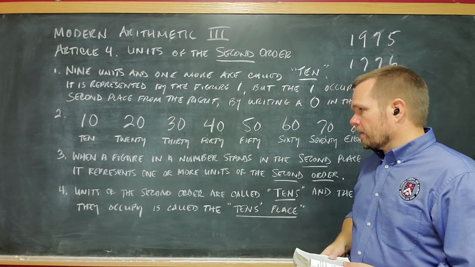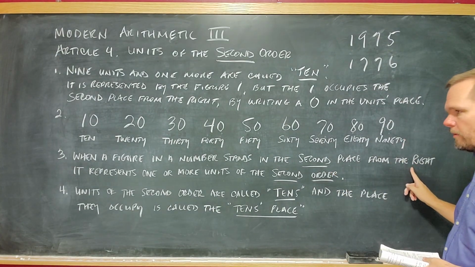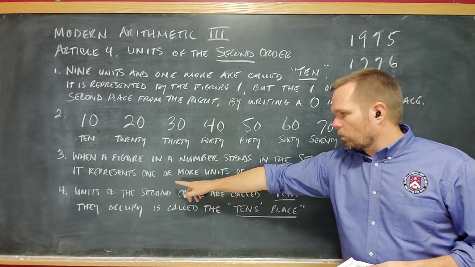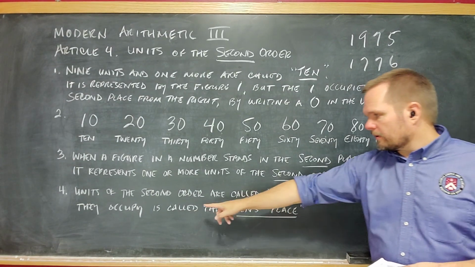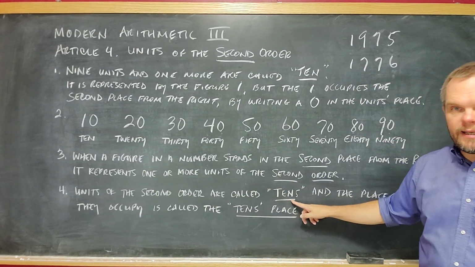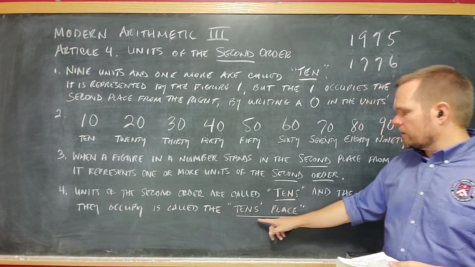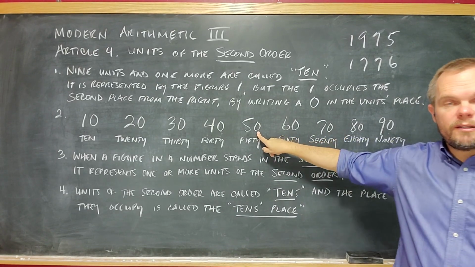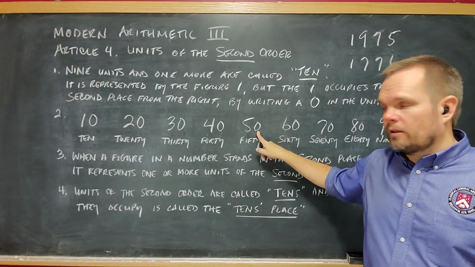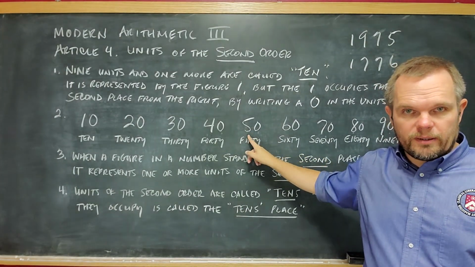Okay? When a figure in a number stands in the second place from the right, it represents 1 or more units of the second order. Units of the second order are called tens. And the place that they occupy is called the tens place. So this first order is called the units place. The second order is called the tens place.